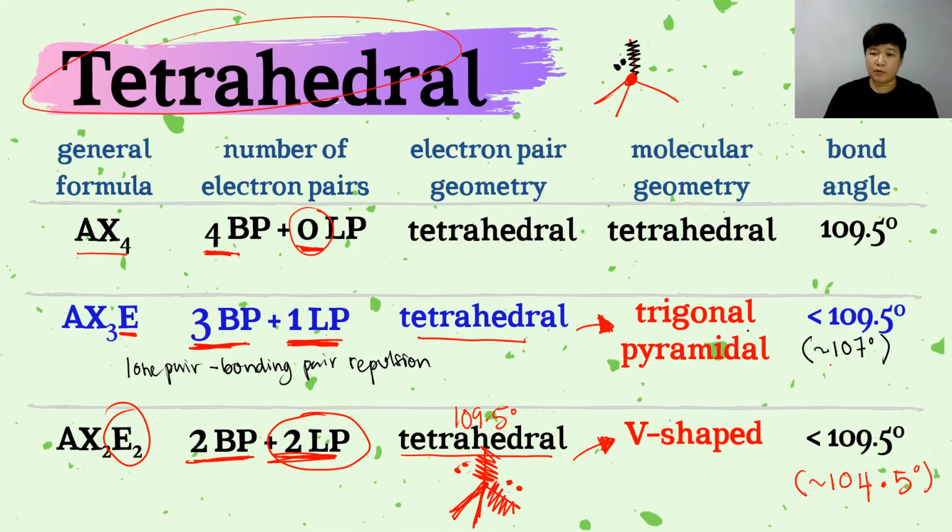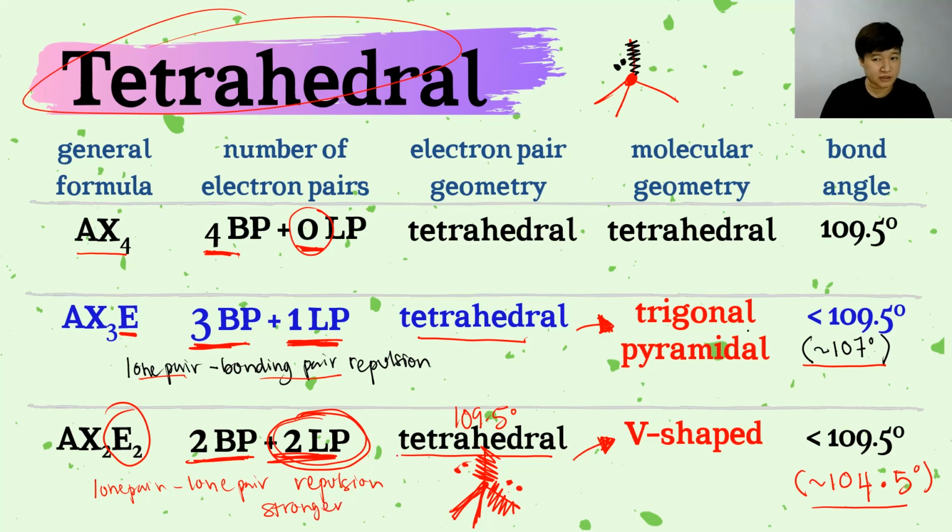Why is the bond angle over here 107 degrees, and over here 104.5 degrees? Simple. If you are having 1 lone pair, you will have lone pair-bonding pair repulsion. But when you have 2 lone pairs, guys, you will have lone pair-lone pair repulsion. And we know that lone pair-lone pair repulsion is stronger. When the lone pair repulsion is stronger, it will be able to push the bonds even closer to each other. That's why the bond angle will be even smaller. Make sense? Alright, simple. Let's look at some examples.